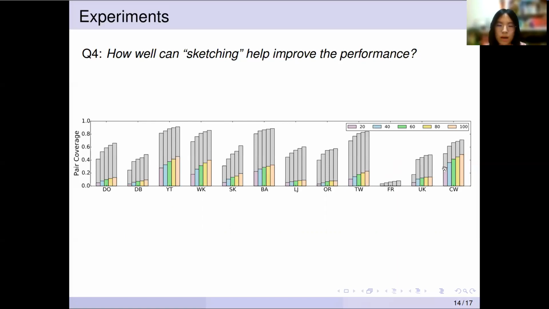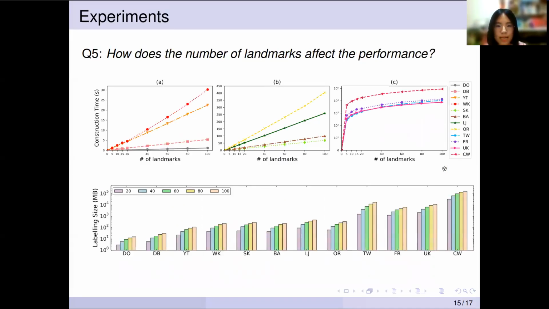Therefore, a question that comes very naturally is how the number of landmarks affects the performance. Will more landmarks always lead to better performance? We first test the construction time and labeling size under different numbers of landmarks. Generally, the construction time grows linearly and the size of labeling increases when the number of landmarks becomes larger.